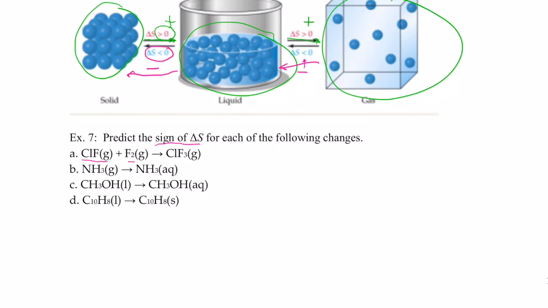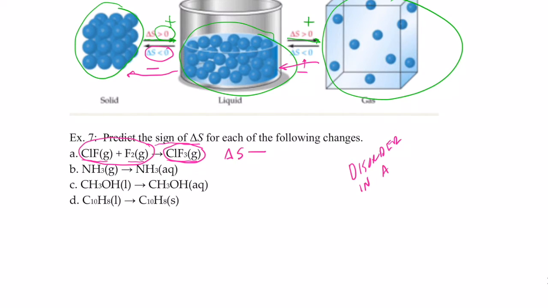it looks like we have ClF gas and F2 gas creating ClF3. I have 2 moles of gas on the reactant side, and I'm creating 1 mole of gas on the product side. Don't you think 1 mole of gas would be more ordered or less disordered than 2 moles of gas? Yeah, it would be. So here we would say that delta S has a negative sign because we are becoming less disordered.